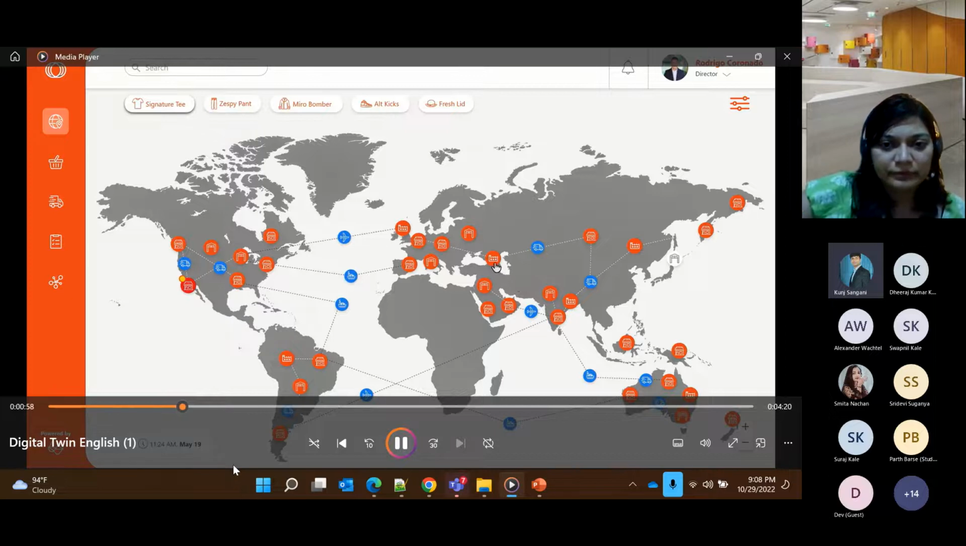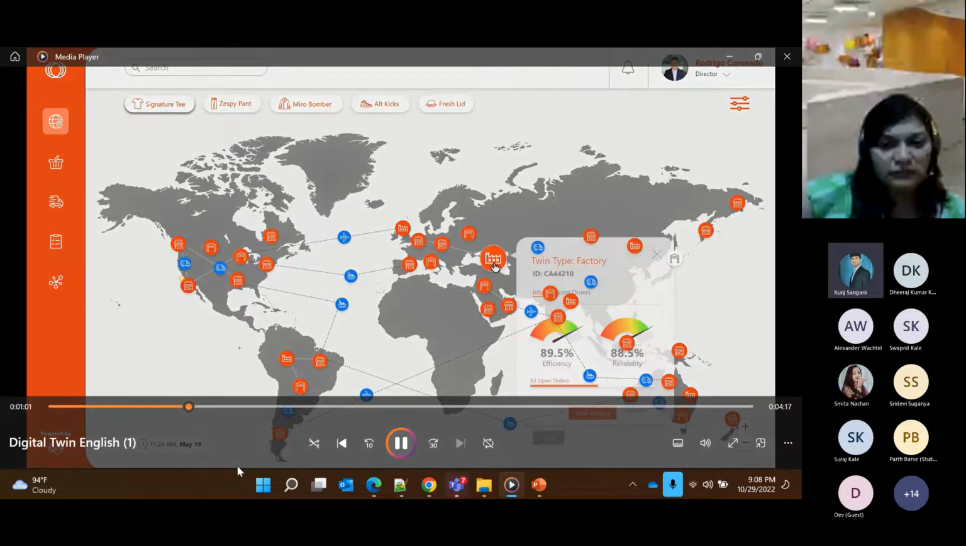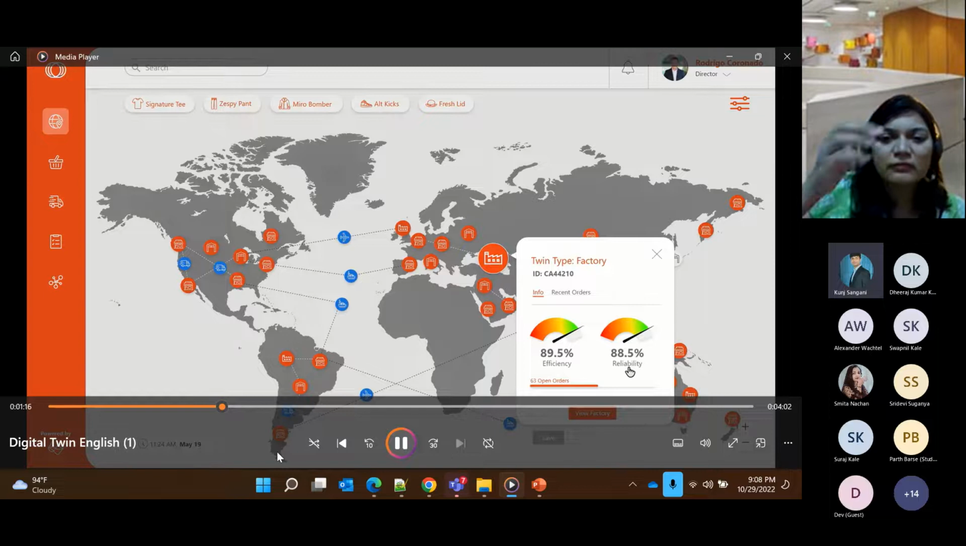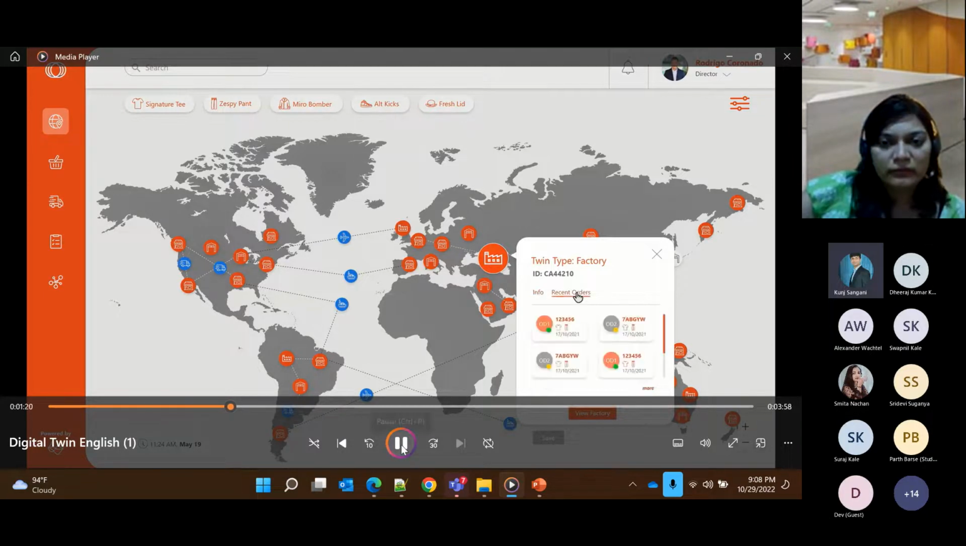For example, if we want to look at the production in one of the factories in Europe, we can click on the factory and its key performance indicators are given, being able to view what's happening within this factory. The efficiency indicator tracks the overall energy consumption within the factory. The reliability metric would show if the factory ships on time, with good quality, and within budget.